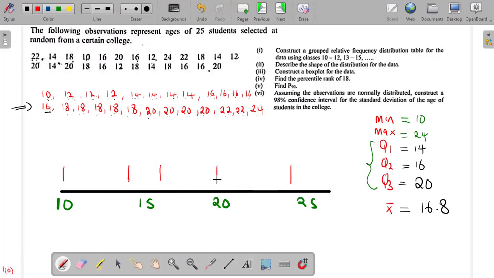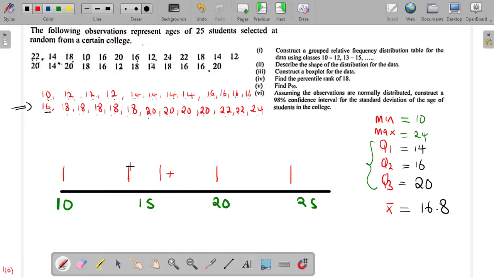Q3 is 20. And then the mean is 16.8. So if this is 15, this is 16, 16.8 should be somewhere there. So you represent the mean with a plus sign. Somewhere here, I'm going to have the mean like that.